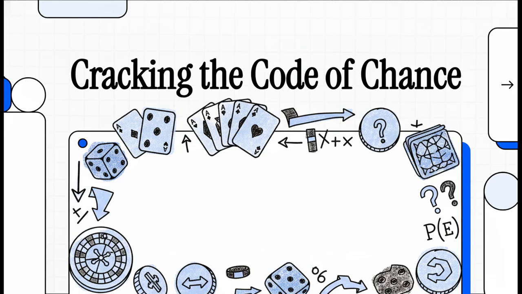You ever hear a weather forecast say there's a 30% chance of rain and wonder, what does that actually mean? Or flip a coin and think about the odds? Well, today, we're going to crack that code of chance because we're diving deep into the world of probability.